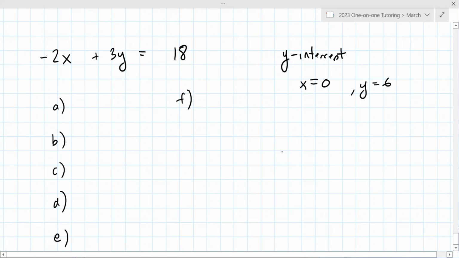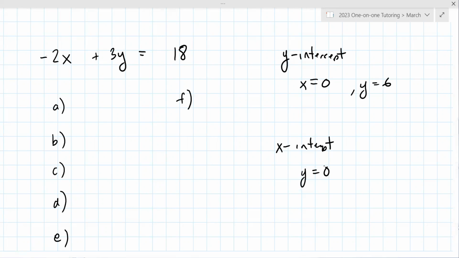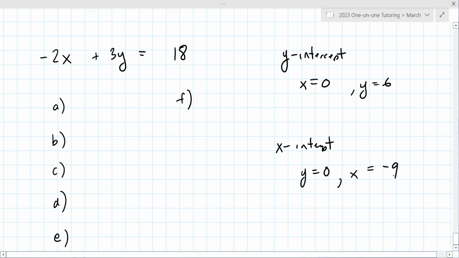Good. Now what about the x-intercept? The x-intercept, that's when y is 0. Yes, y is 0. So what is the x value? Okay, I got it now. It's x equals negative 9. Uh-huh. All right, so we're going to stop there for today.